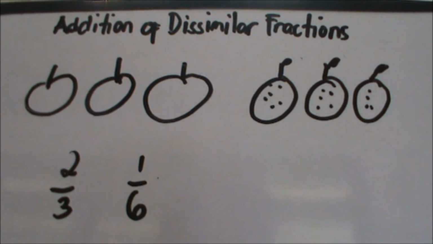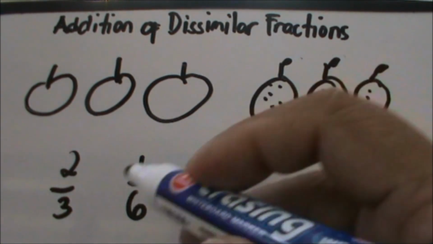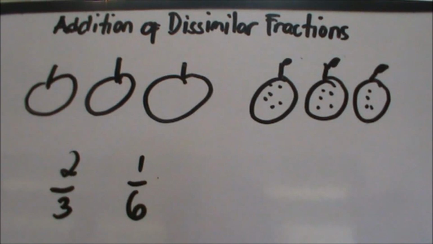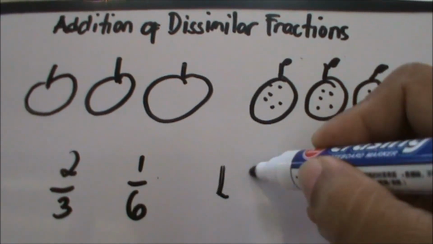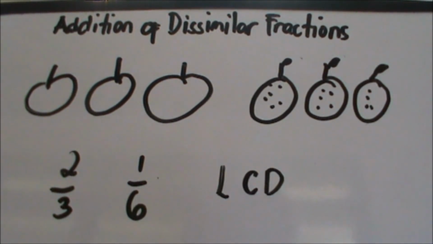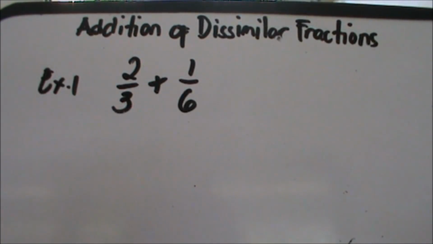To convert dissimilar fractions into similar fractions, we have to express the denominators in terms of their least common denominator, LCD. Then divide the LCD by the denominators of the concerned fractions and multiply the quotients thus obtained by the numerators of the concerned fractions. Example, 2/3 plus 1/6.